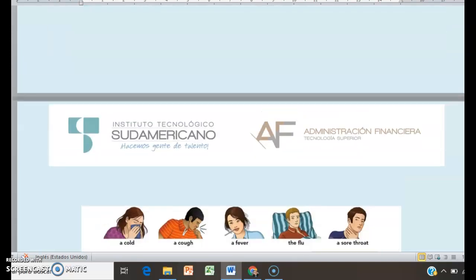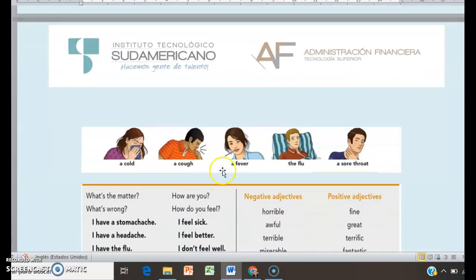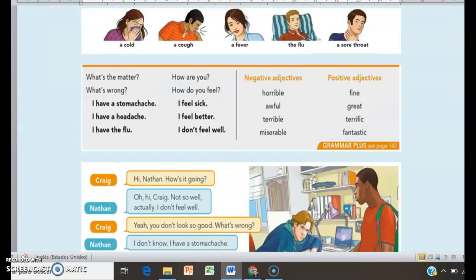We are going to recognize all of this. We are going to practice illness and symptoms. Okay, repeat after me, please. Backache, earache, headache, stomachache, toothache, a cold, a cough, a fever, the flu, a sore throat.